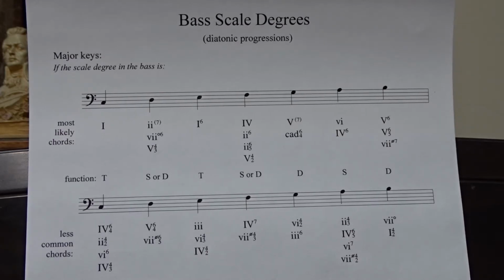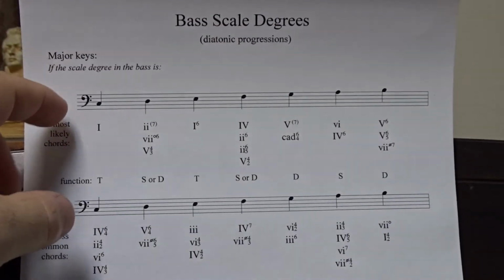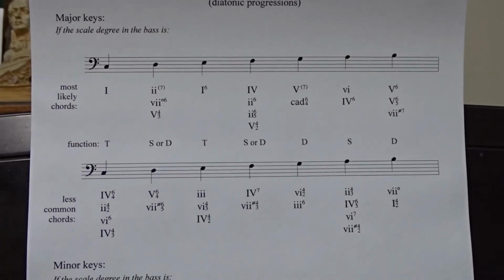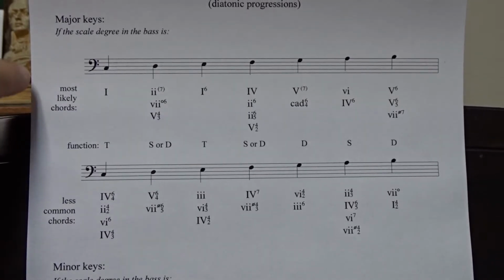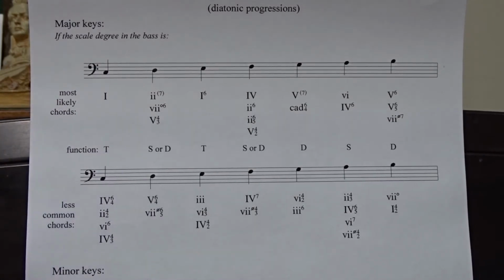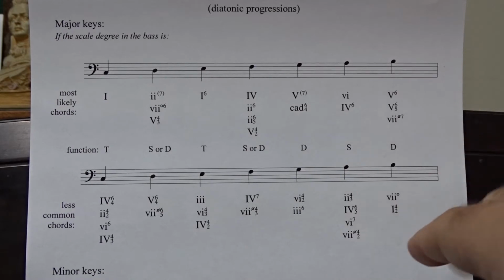Before we do that, let's talk about all the diatonic chords and the bass scale degrees and what chords they would support. I'm not necessarily going to be talking about chord progressions like you would in a theory class, as much as what the bass scale degrees are and what chords they would support. I've divided this up into major keys and minor keys, which are mostly the same in what chords they can support, though there are some differences. I've also divided it into the most likely chords, the ones you're going to find 95% of the time, and the less common chords down here, which could happen, but you're not likely going to see them as much.